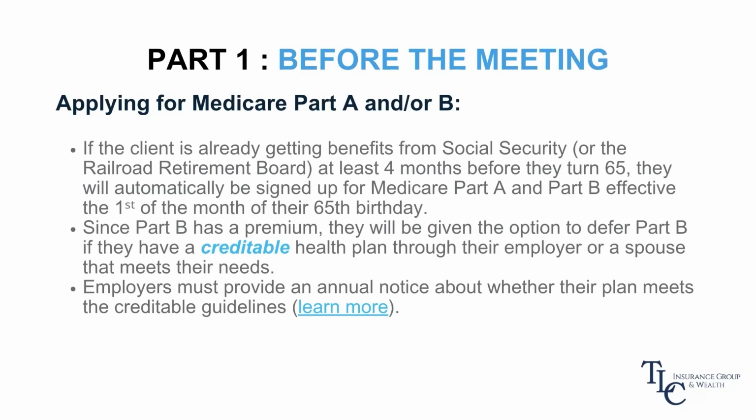And then also, we want to make sure that the plan they have through their employer meets creditable guidelines. Like I said, they're going to get that annual notice. Many of them often don't really pay attention to that. So in these retirement planning meetings, we may have to prompt them to reach out to their employer's HR team and just verify that that plan meets the creditable guidelines. If it doesn't meet the creditable guidelines and they stay on that plan past age 65, it is very likely that they will incur late enrollment penalties for both Part B and Part D if and when they join Medicare and choose a plan.